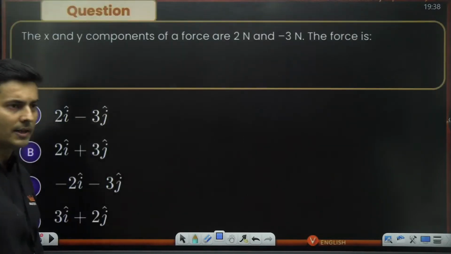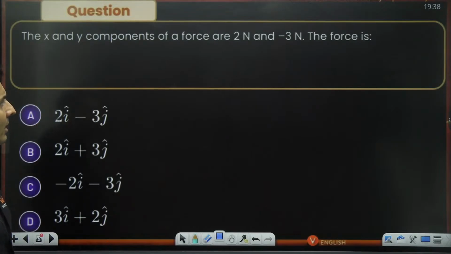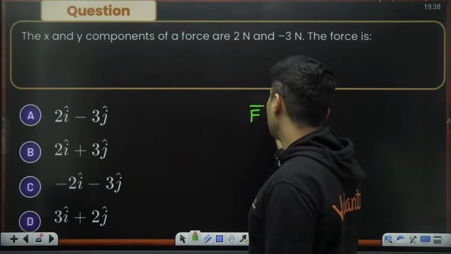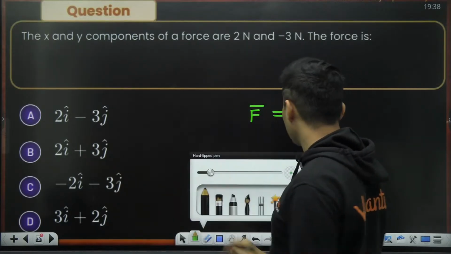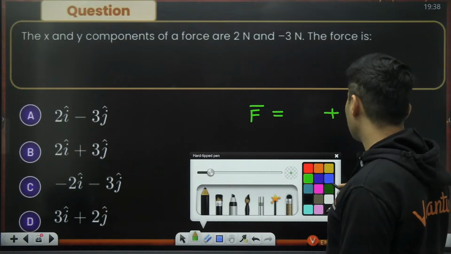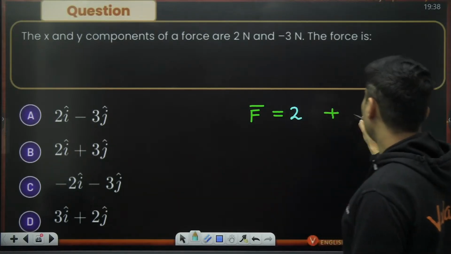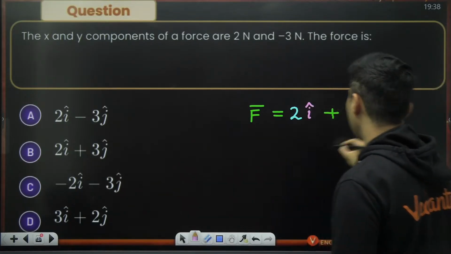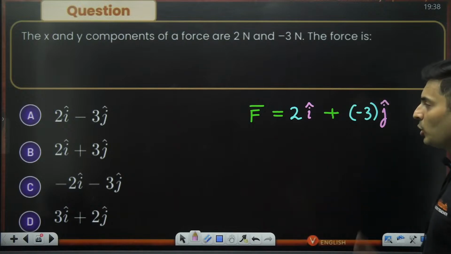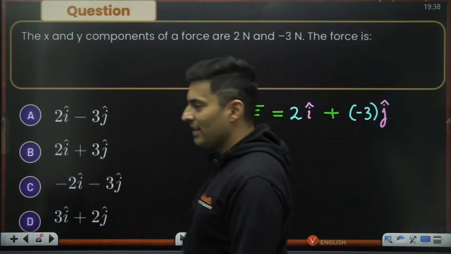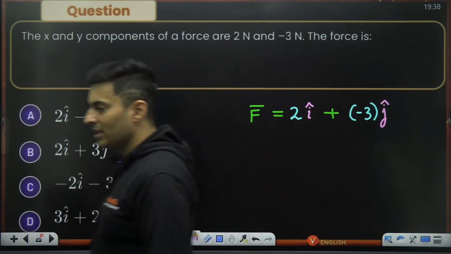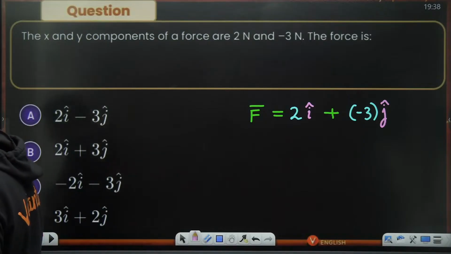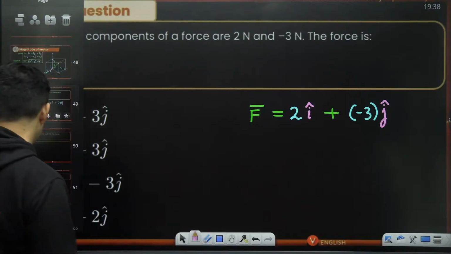Let us see the first question on your screen. The x and y components of a force are 2 Newton and minus 3 Newton. What is the force going to be? Well, my force is this vector F, and it will be the sum of two forces. So the x component, how much is it? 2 Newton. The y component is minus 3 Newton. And obviously x component means i cap, y component means j cap. So 2 i cap minus 3 j cap. Where is it? Option A. Yes, perfecto. That is option A. Is this clear, everyone? Tell me whatever your doubt is.